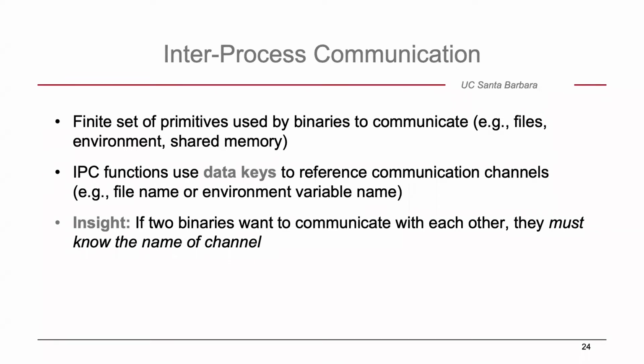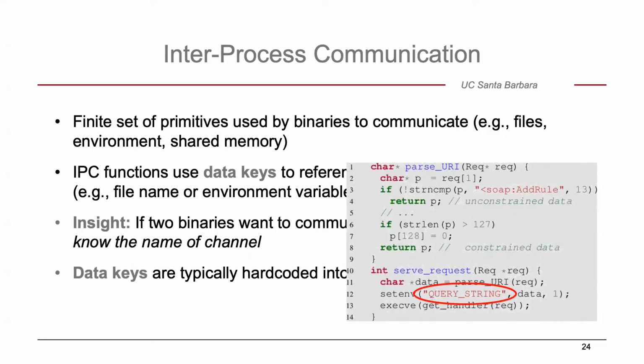So if two binaries want to communicate, we assume that they must know the name, that data value of the channel. So we can basically say, well, they're either hard-coded in a binary or they come from configuration files that are also hard-coded. In this particular case, the example that I showed before would be that string called query string. That is a data value. It's the name of the channel. And we've seen that both the producer and the consumer knew this.